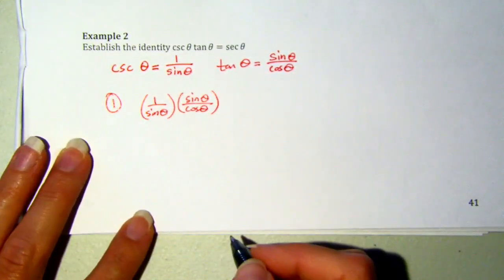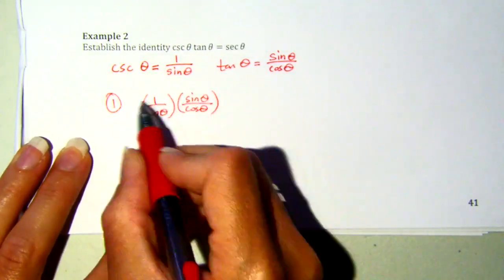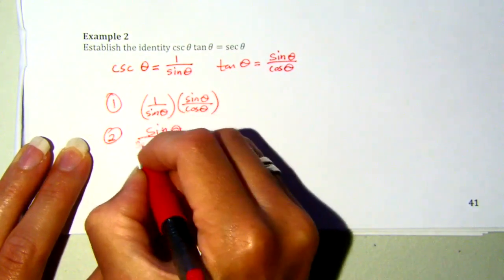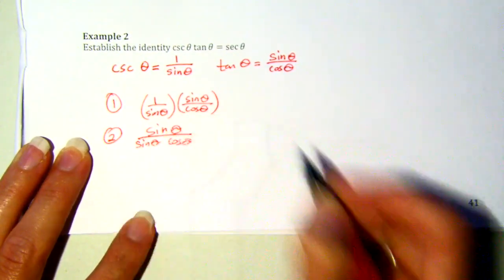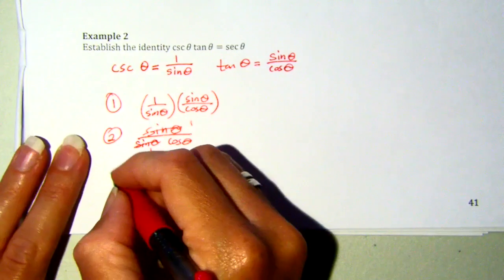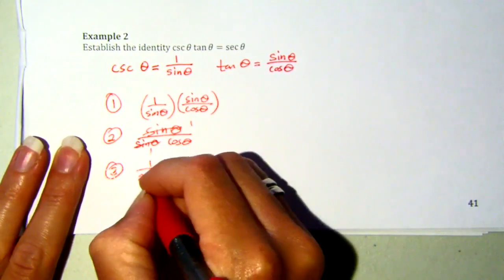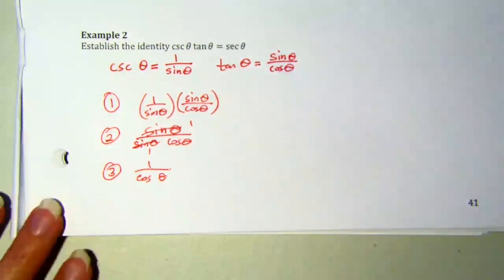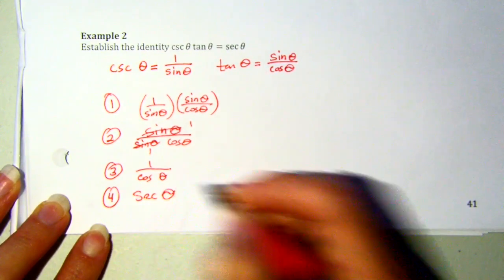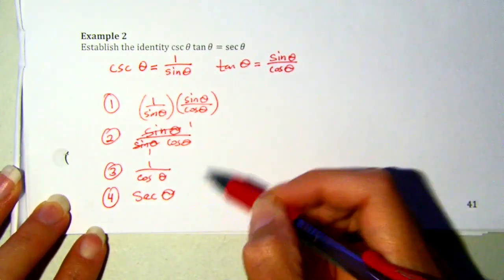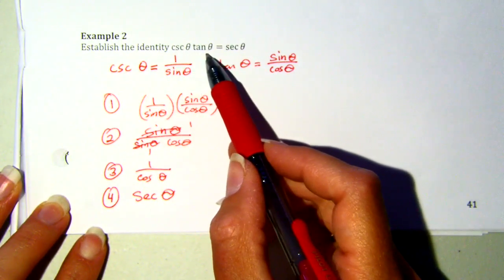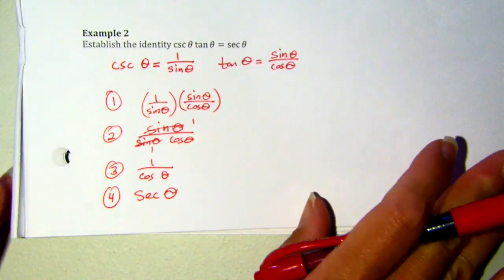So that's our first step. We're replacing both of those. Then we're multiplying, so multiply straight across. We end up with sine of theta divided by the sine of theta times cosine of theta. The sine of theta has become a giant 1, and we are left with 1 divided by the cosine of theta. Well, 1 divided by the cosine of theta happens to be secant of theta. So through these steps, we have shown or established this identity that the cosecant of theta times the tangent of theta is equal to the secant of theta.